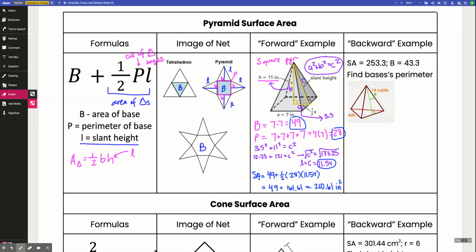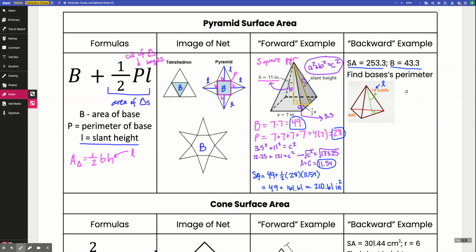Okay. And then let's do one more where we're going to work backwards. So this time they gave me the surface area. They also gave me the slant height. It's in the picture. So that 14 is my slant height. And then they gave me the area of the base shape is 43.3. And they would like us to find the perimeter of the base shape.